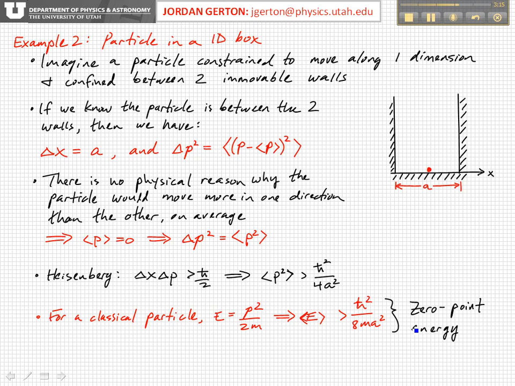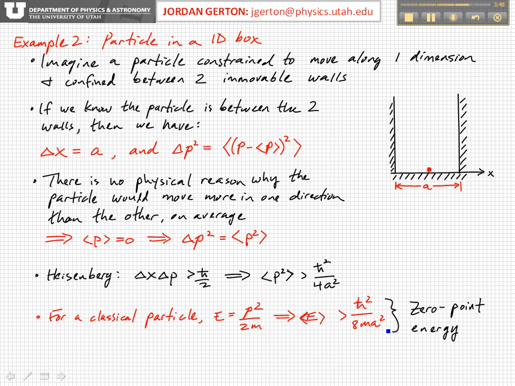It arises from the Heisenberg uncertainty principle, the notion that because we have some constraints on the position of the particle, that means we have put an upper limit on the uncertainty in the position of the particle. That means that we have to have a corresponding uncertainty in the momentum of the particle, which implies, for this classical particle, a minimum energy.